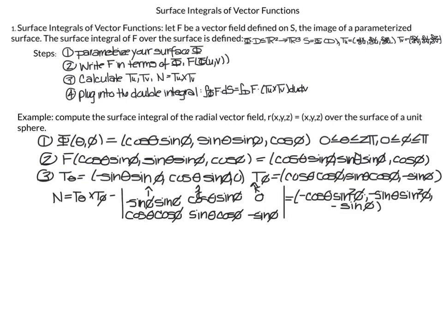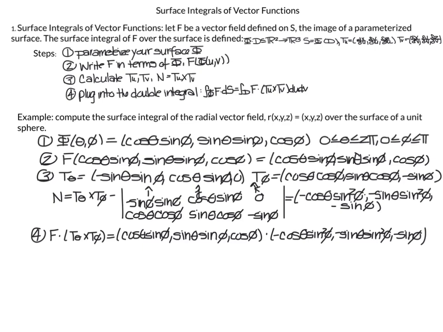The third step is to find the partial derivatives. So I have my mapping here, and my first variable is theta. So I take the partial derivative of my mapping with respect to theta, and then the partial derivative with respect to the second variable, phi, is over here. I do the cross product, and here is my normal vector.